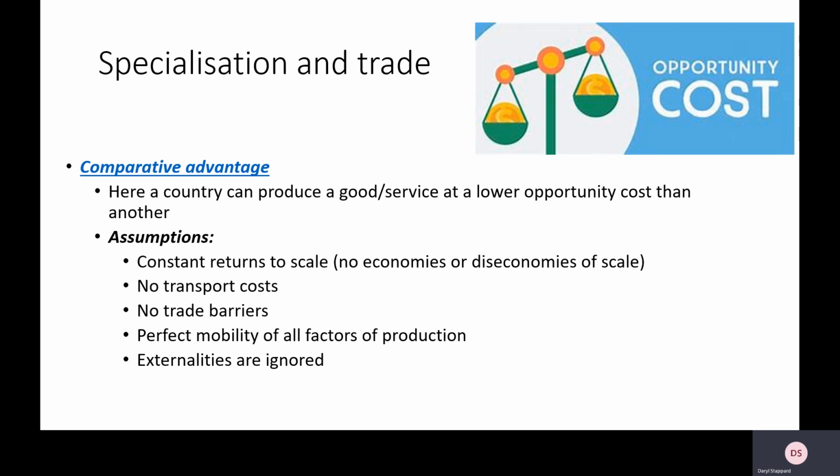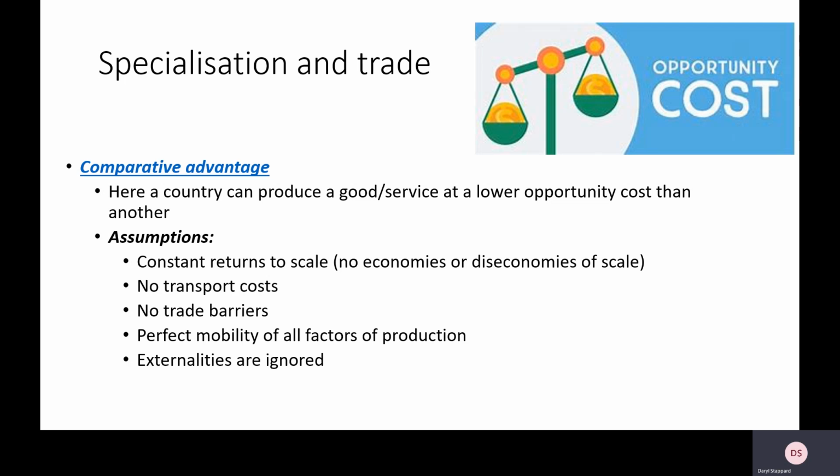So as we change production, there's no impact on average cost of production. We assume no transport costs, so it doesn't cost anything to move things across the world. We have no barriers to trade, so no tariffs, no quotas. We have perfect mobility of factors of production, which means if we were to move production from one good to another, those workers that move across are equally skilled at the other unit of output. They work producing something else. And we also ignore the environmental and other externalities which are impacting on the economy because of international trade.